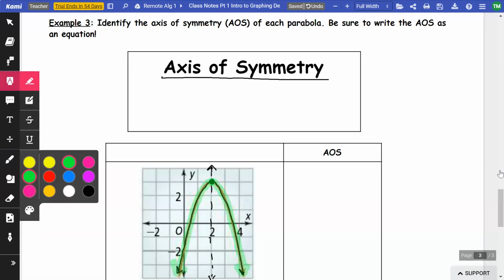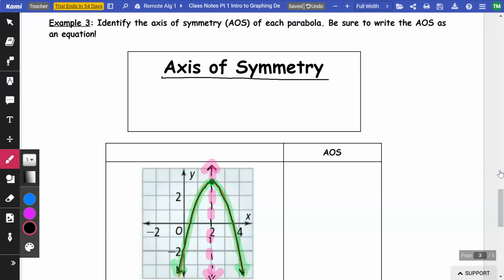So this line I just drew, I'm going to highlight it in pink. This dashed line, we want to make sure it's dashed. Always make sure your axis of symmetry is dashed. It divides that parabola in half.